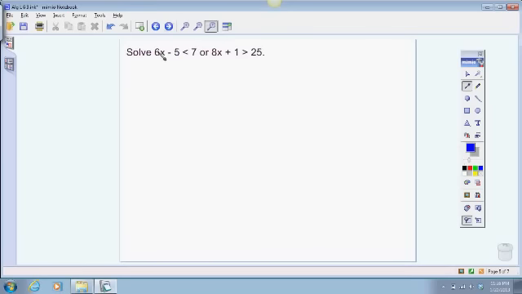This one says solve 6x minus 5 is less than 7, or 8x plus 1 is greater than 25. Solve both inequalities. You have to solve 6x minus 5 is less than 7, and 8x plus 1 is greater than 25. Same steps to solving inequalities as you've always had.